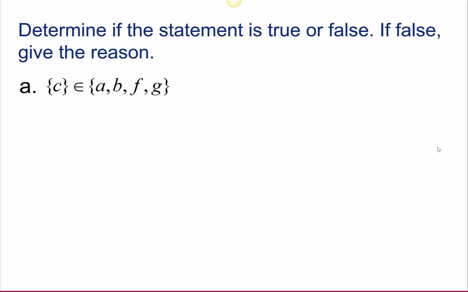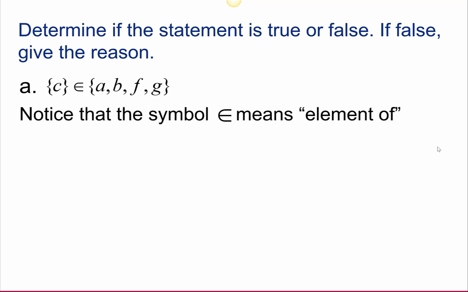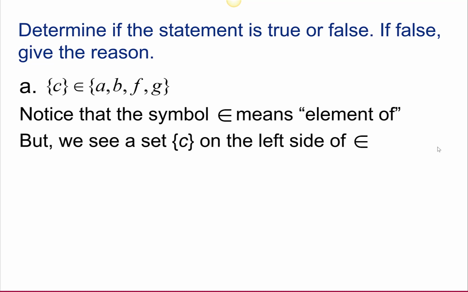Determine if the statement is true or false. If it's false, give a reason. So here we have, on the left side, a set with a single element C, and then we see a symbol for element of, and then we see a set on the right with 4 elements A, B, F, and G. So notice again, that symbol there means element of, but we see that we have a set on the left side. So this is a false statement because a set is not an element.